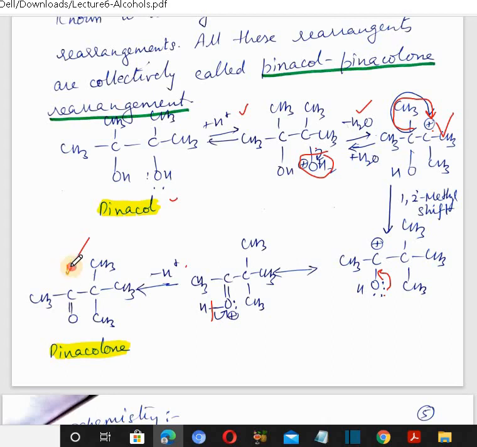And this carbonyl compound again has 4 carbons in a chain, so it is 3,3-dimethylbutanone. The starting compound is called pinacol, and this compound is called pinacolone. So this rearrangement is called the pinacol-pinacolone rearrangement.